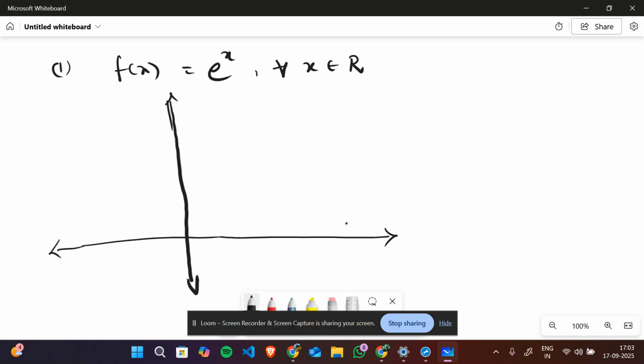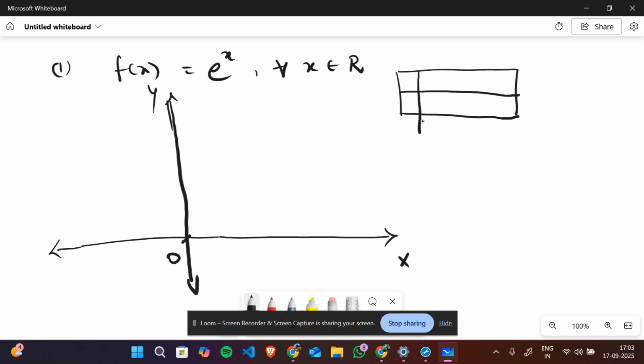This is the x-axis and this is the y-axis and this is the origin. Whatever be the graph, usually we take certain values of x and find out the values of y, plot those values on the xy plane and then join them, and you will get the graph of the given curve, that is the exponential curve. So this is x and this is f of x, which will be y.